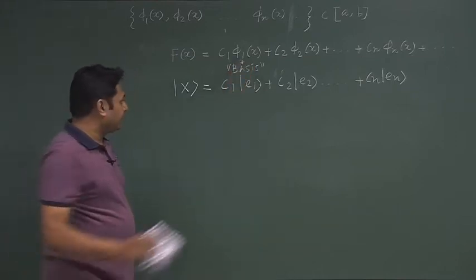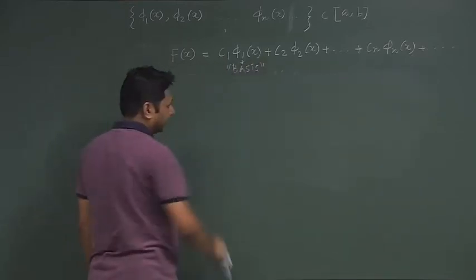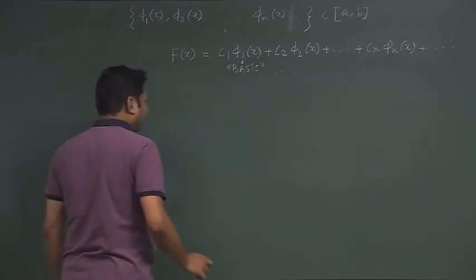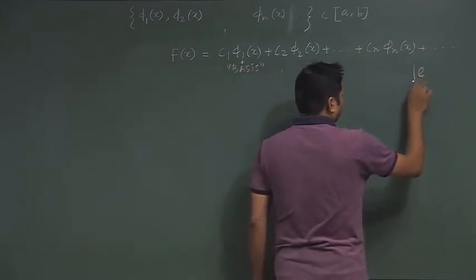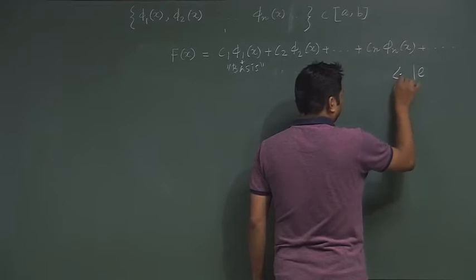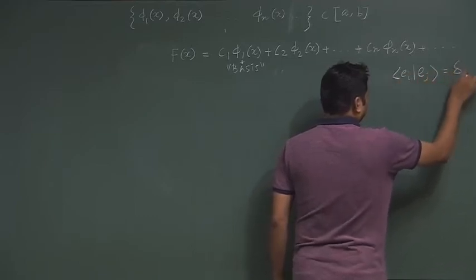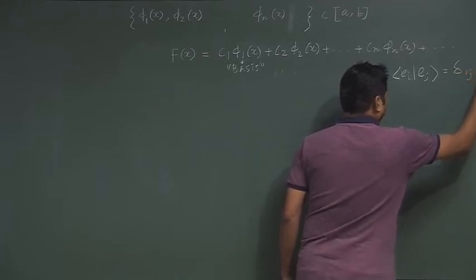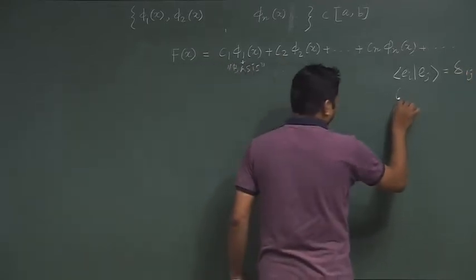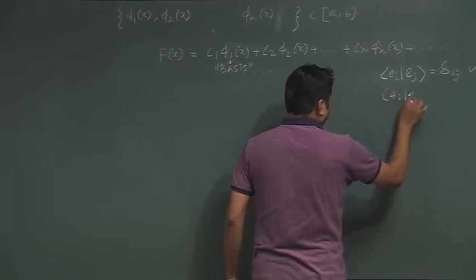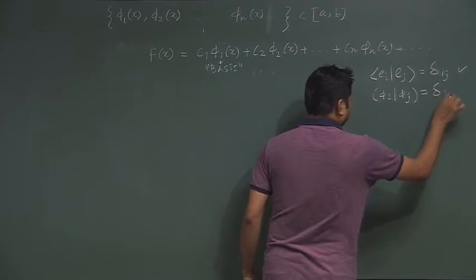Now if they are a basis, then they need to follow certain properties. For example, in vector space, if I write here on the right hand side ei ej, the inner product of these two is delta ij. That is also true here in this case. So here we have a similar thing: phi i phi j is delta ij.